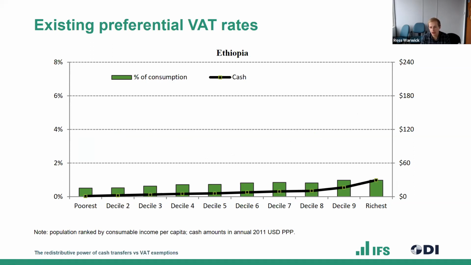The same results for Ethiopia show a much smaller scale. So Ethiopia has a broader VAT base, so the revenue potential and the tax expenditure implied by existing preferential VAT rates is much smaller in scale than in Sri Lanka. We actually see the reverse pattern though, where as a percentage of consumption, these are actually slightly regressive. So they're slightly tilted towards goods and services that are disproportionately consumed by the richer households. And this means that the cash benefit is really largely captured at the top of the distribution, the poorest households almost receiving, or in absolute terms, a tiny amount of benefit from these policies.